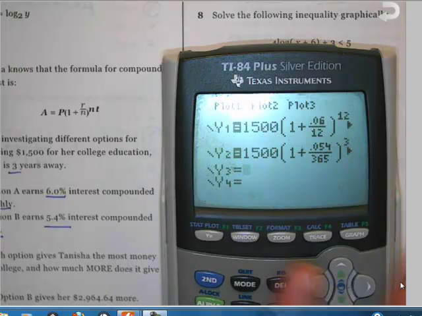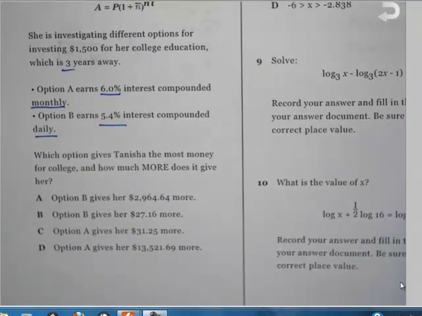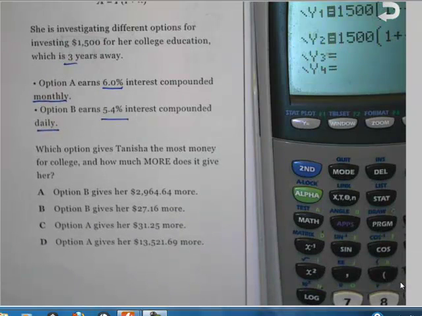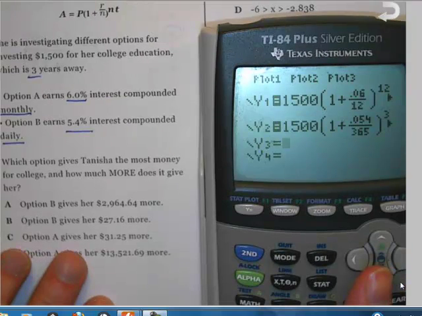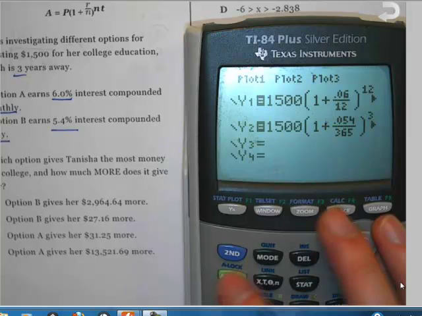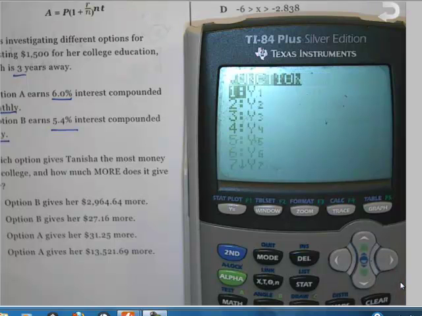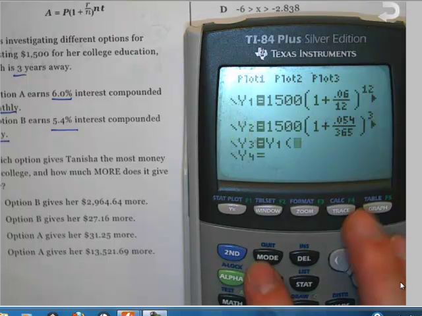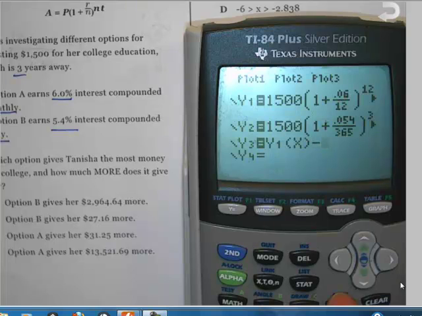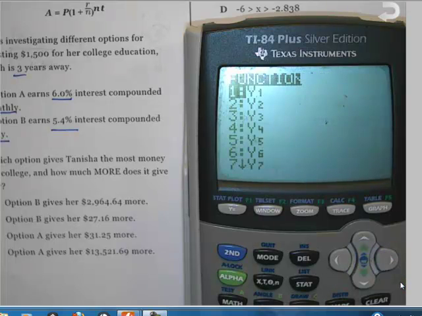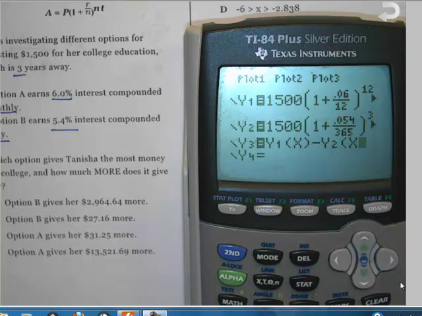Now, as we look at our answer choices, it's asking you which one gives more money. So that means we need to know the difference between the 2 of them. So what I'm going to do for my y3, I am actually going to compare my y2 from my y1. So I'm going to take the function of y1 evaluated at x minus the function of y2 evaluated at x. Now, if A is more than B, it'll give us a positive result. If B is more than A, it'll give us a negative result.